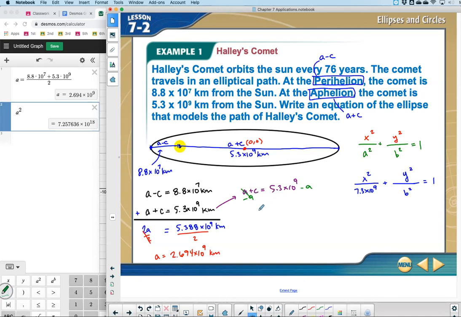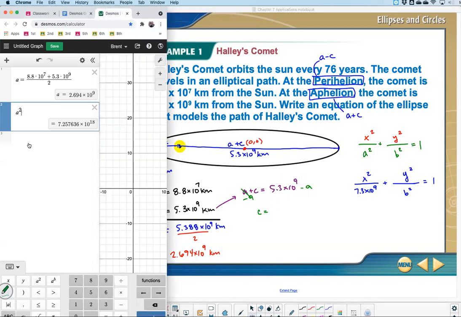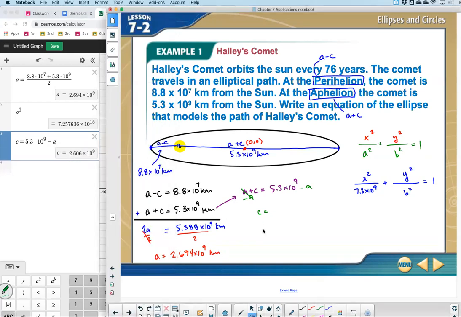And so what I'm going to actually do is type in the calculator exactly what I wrote right there, because the calculator knows what a is. So I'm going to say c equals 5.3 times 10 to the 9th minus a. And now we get the value c. c is 2.606 times 10 to the 9th. And this is in kilometers.